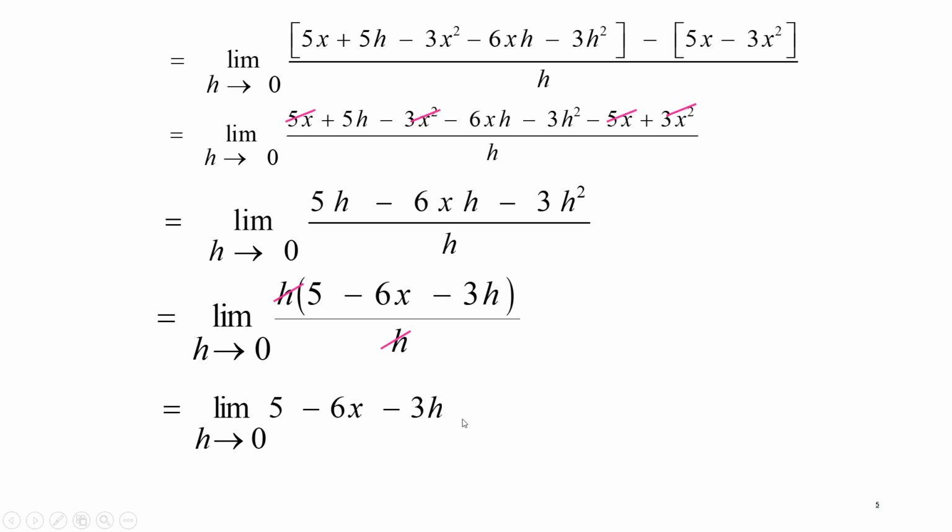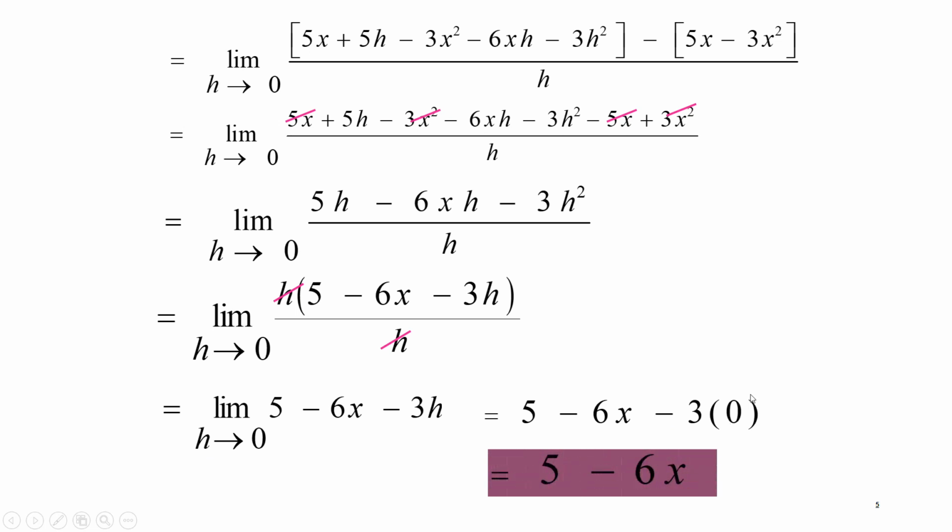So this is a place where you can actually substitute your limit. It says limit as h approaches 0, so wherever you see h, you can actually substitute 0 in place of h. So we have 5 minus 6x minus 3 into 0. Why we are putting 0 here is because h approaches 0, so we are replacing h by 0. This portion here becomes 0, and you are only left with 5 minus 6x.